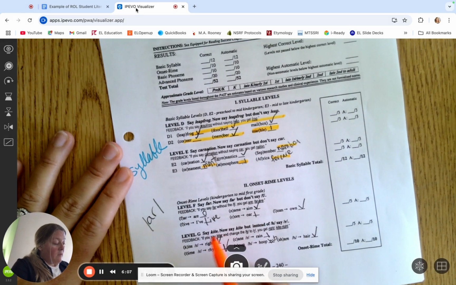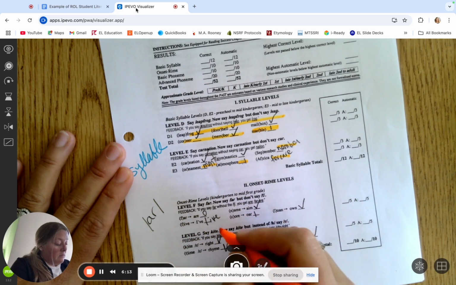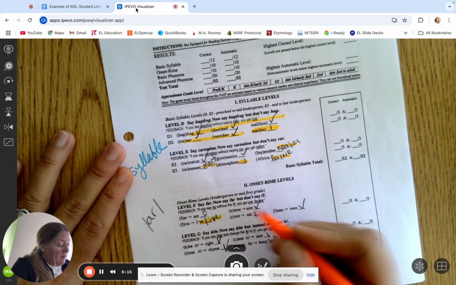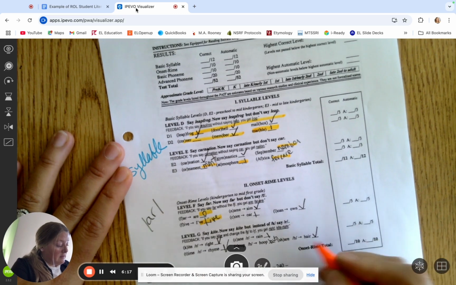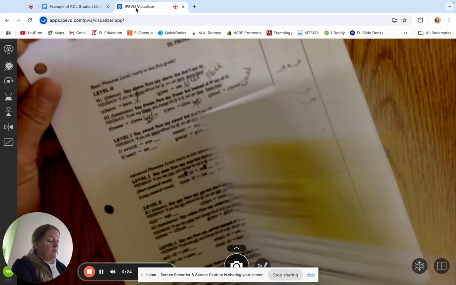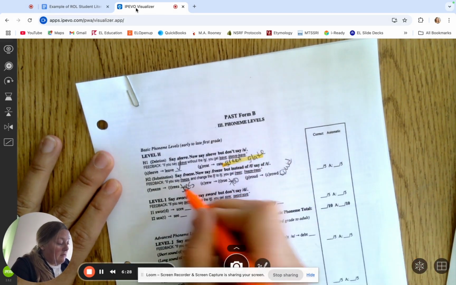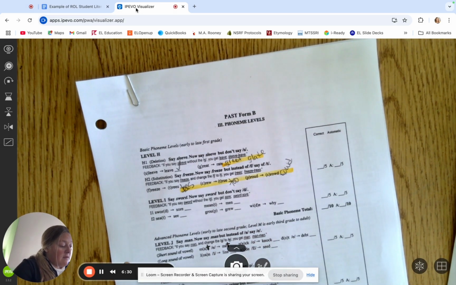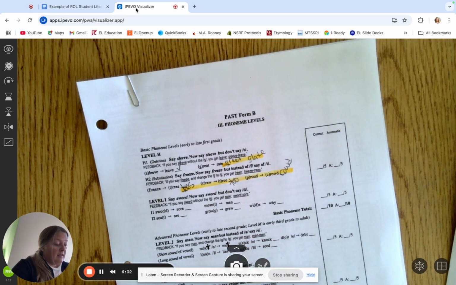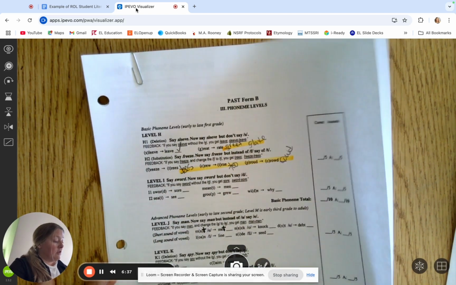Onset and rhyme. This just tells me if the student's able to hear the initial sounds. So we got 1, 2 incorrect. We've got another incorrect down here. I'm going to go to the phoneme level and see what's going on with the phoneme level. And we had 5 out of 6 incorrect. So I stopped there because I felt like I had enough information to form instruction.